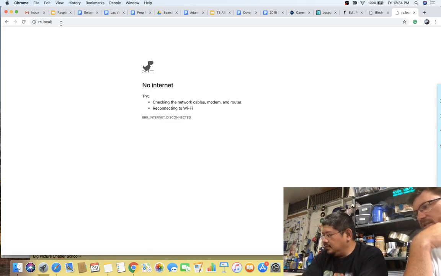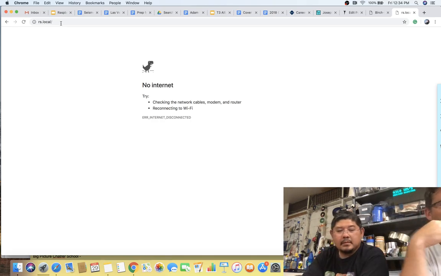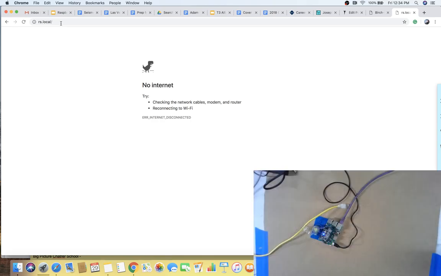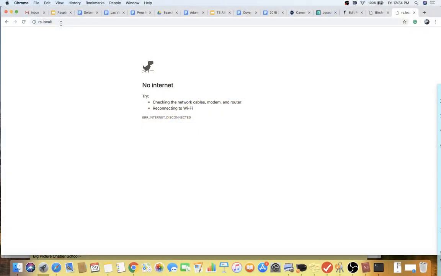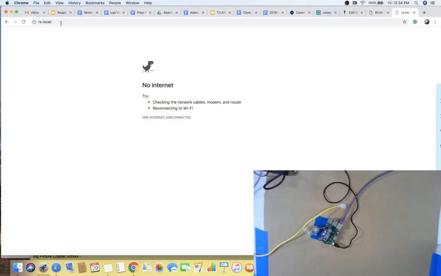Okay, that one's plugged in, and that power's on. Just so you can see what we got over there. Looks like it's all plugged in. Power's on. Everything should be working. I still don't see it.